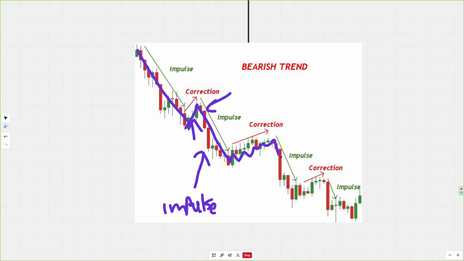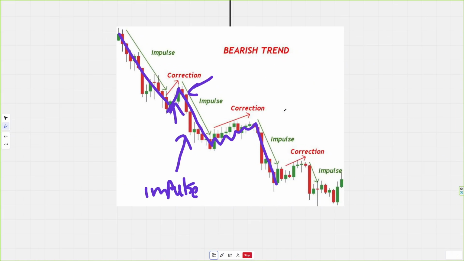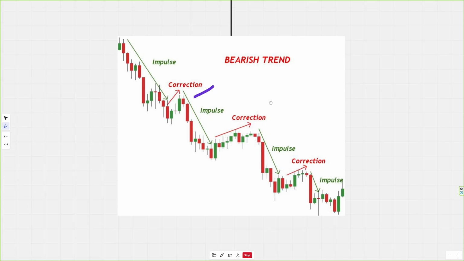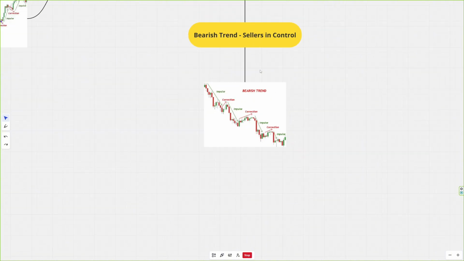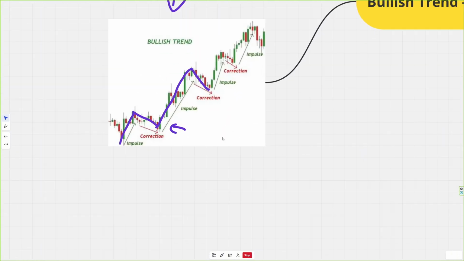So when the market is falling, don't be confused when you see green candles. That's completely normal. It's just the correction phase, not a trend reversal. That's why a bearish trend looks like drop, pullback, and it goes like this. Sellers are in control, buyers are simply reacting. And it's the same thing for a bullish trend, okay? This is the same thing.